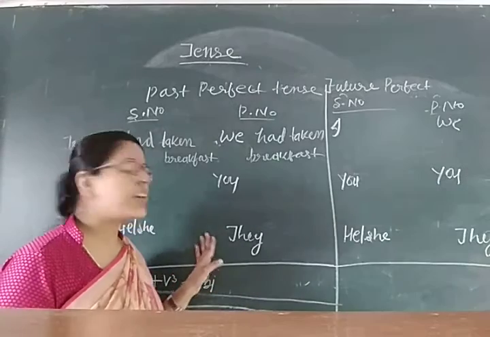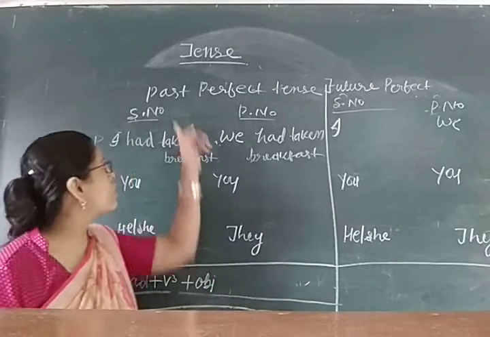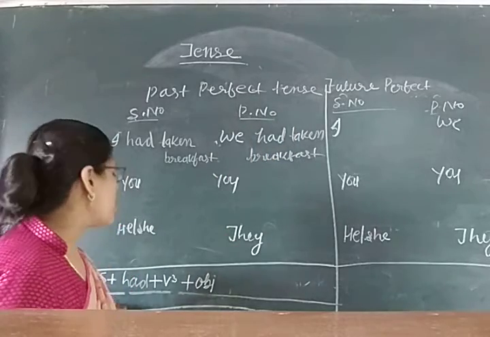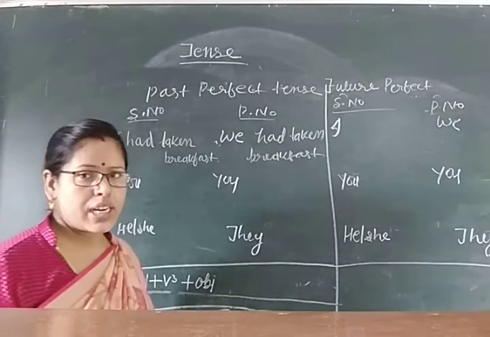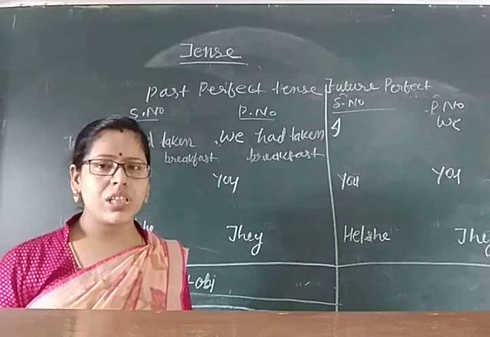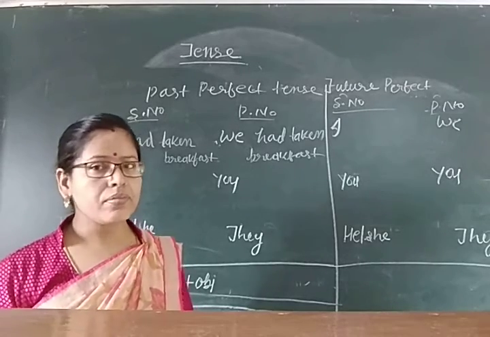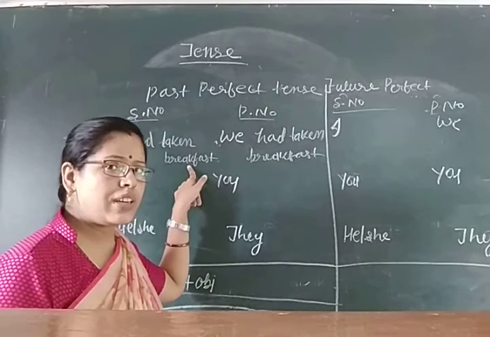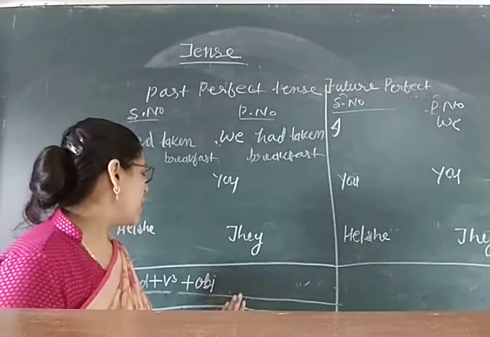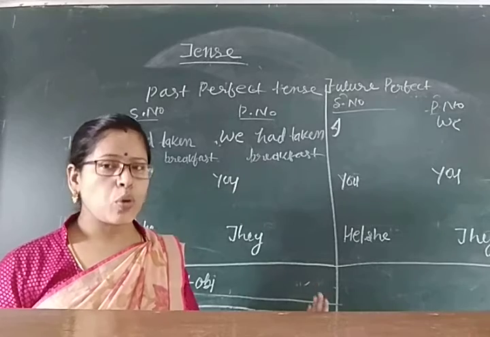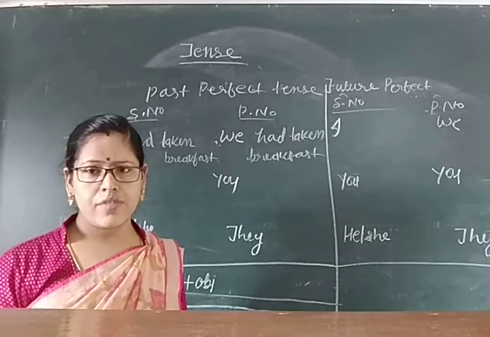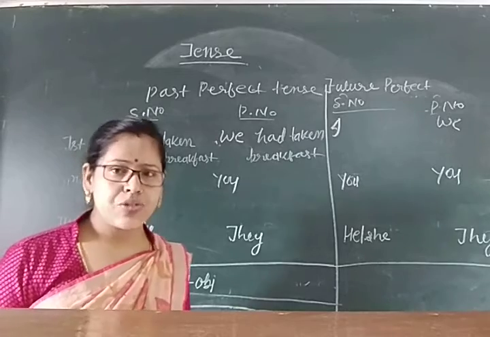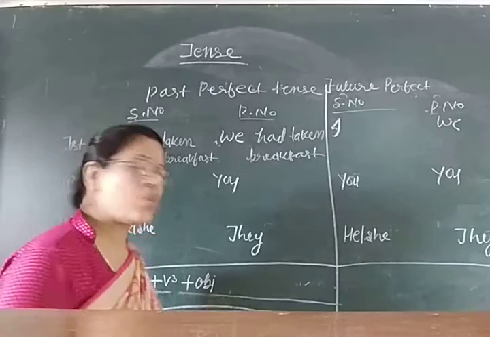So every time we need to remember in case of past perfect tense that we have to use the structure subject plus had plus V3 plus object. If you don't want to write the object here, you can skip it. But if you are told to write this structure, then it is mandatory to write the object also.